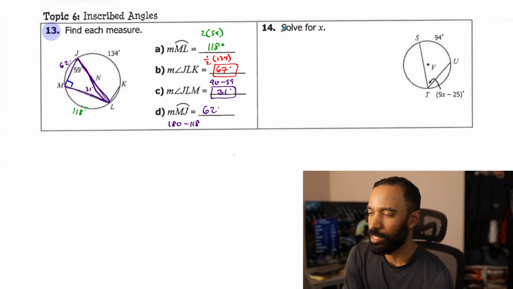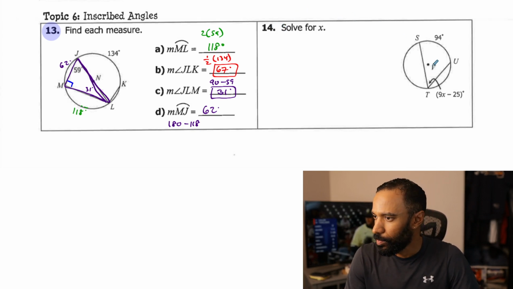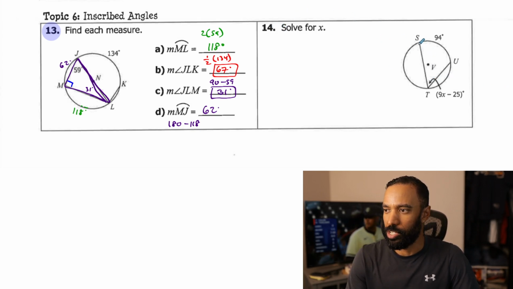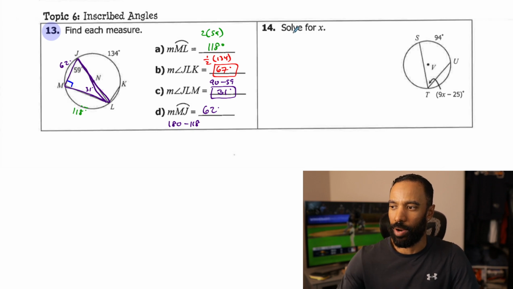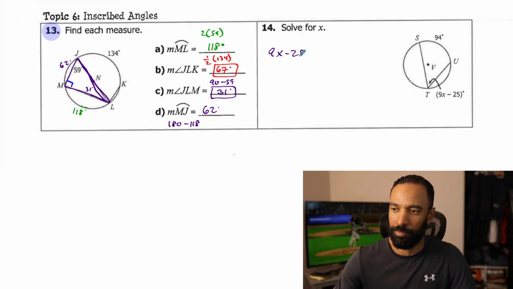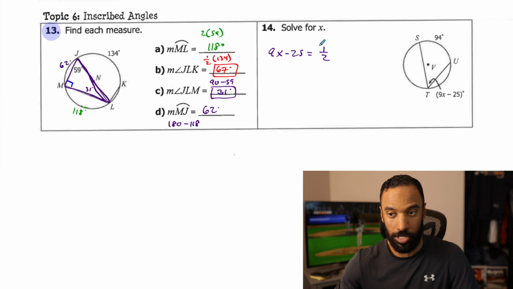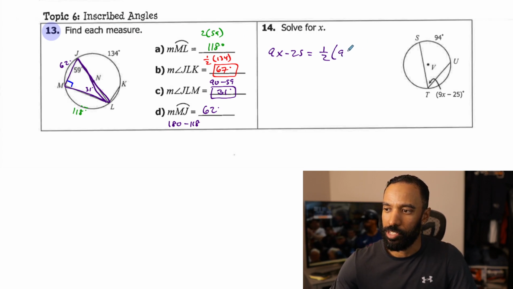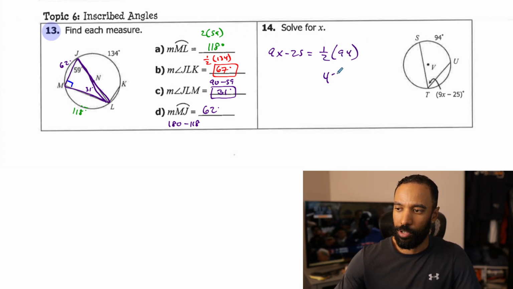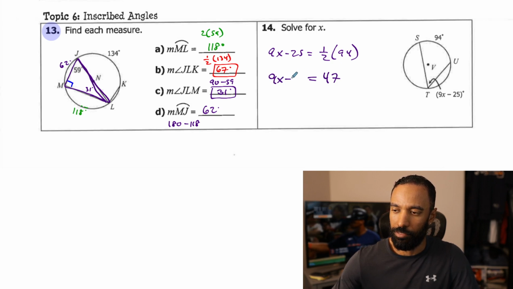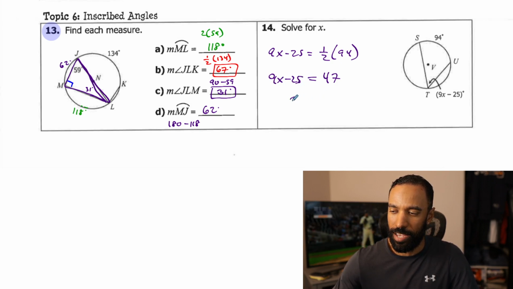All right, number 14, solve for x. This is an inscribed angle, which is half the measure of its intercepted arc, so I can write that as such. 9x minus 25 equals half. This is the topic on inscribed angles. Half of this 94 is 47, so let's just solve for x from there. Algebra is going to go fast.